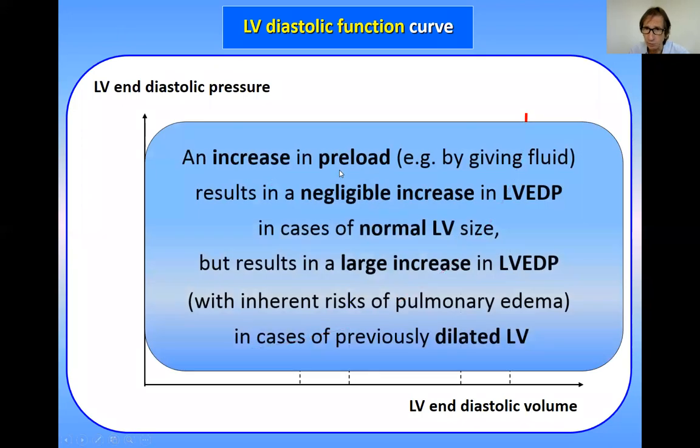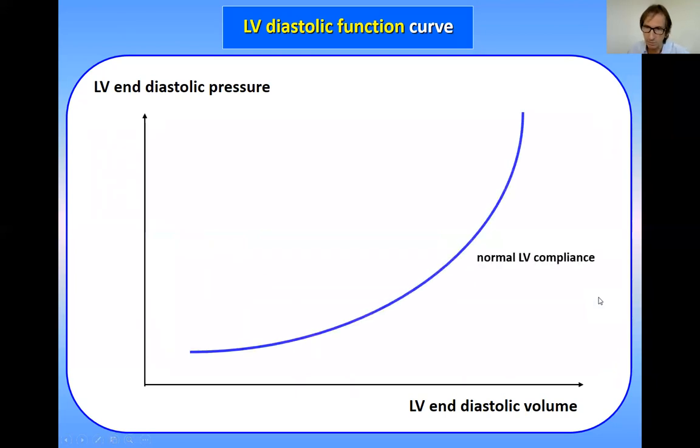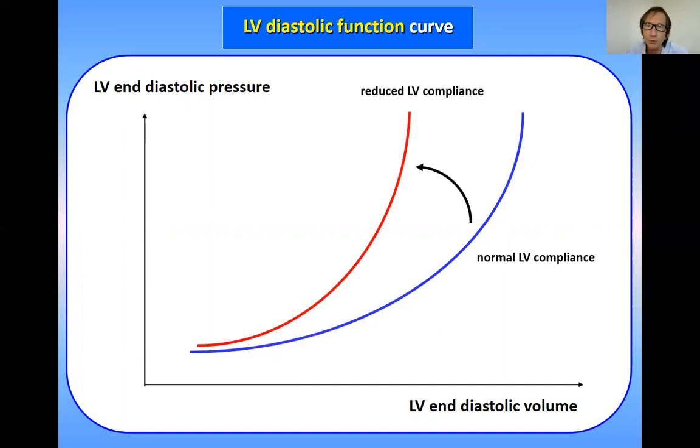Therefore, an increase in preload, for example by giving fluid, results in a negligible increase in left ventricular end-diastolic pressure in cases of normal LV size, but results in a large increase in LV-EDP, with the inherent risk of pulmonary edema, in cases of a previously dilated left ventricle. In addition, there is a leftward shift of this diastolic function curve in case of reduced compliance of the left ventricle.